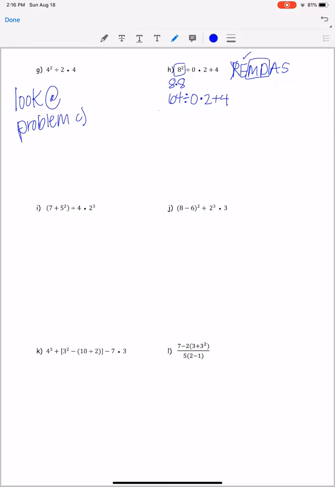And again, even though multiplication is right here, this does not mean always multiply then divide. We are multiplying and dividing in order from left to right. So we've got to use this division that comes first. With this one, you cannot divide by 0. So because we cannot divide by 0, we can just kind of stop right here. This answer is undefined.